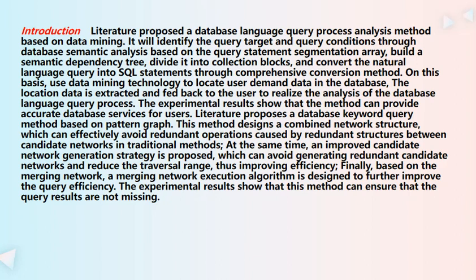Literature proposed a database keyword query method based on pattern graph. This method designs a combined network structure, which can effectively avoid redundant operations caused by redundant structures between candidate networks and traditional methods. At the same time, an improved candidate network generation strategy is proposed, which can avoid generating redundant candidate networks and reduce the traversal range, thus improving efficiency. Finally, based on the merging network, a merging network execution algorithm is designed to further improve the query efficiency. The experimental results show that this method can ensure that the query results are not missing.